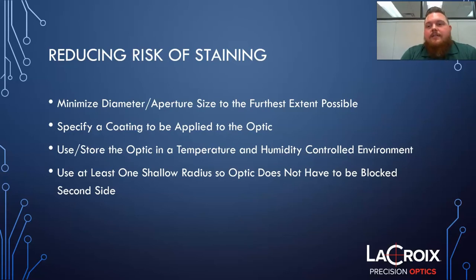Then again, as another recurring theme here, we also request that you use at least one shallow radius, a radius that's 60 degrees included angle or lower, so that the optic does not have to be blocked on the second surface. Like we said previously, during the blocking operation, you have a polished surface that comes in contact with the blocking pitch, which has certain chemicals that do not react well with the surface of the optic. So if you can keep that second surface from having to be blocked, the better.